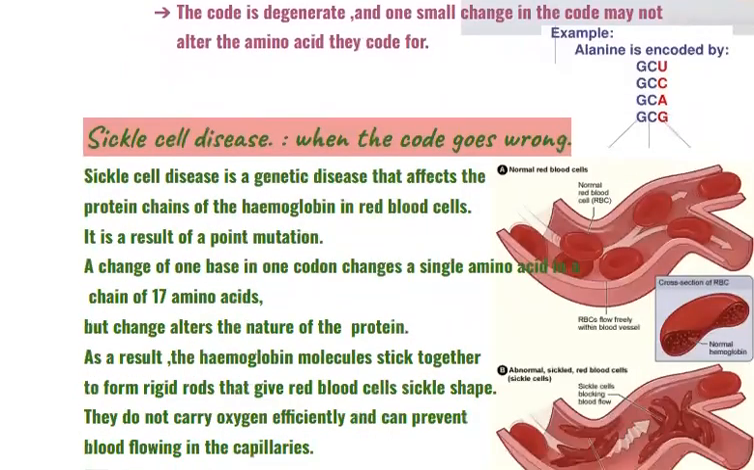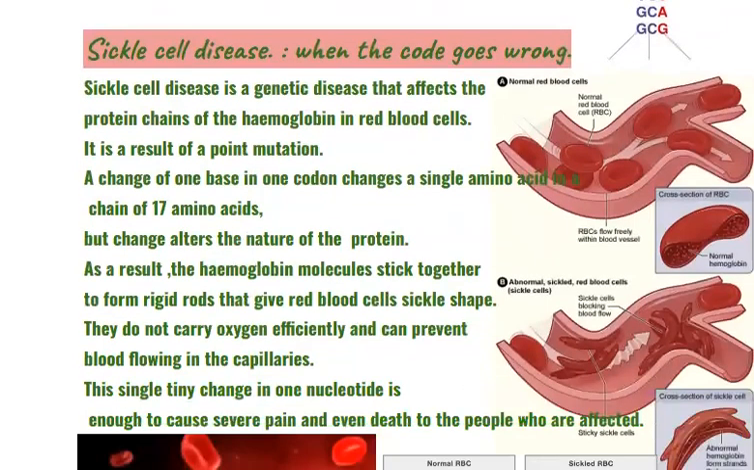Sickle cell disease. When the code goes wrong. Sickle cell disease is a genetic disease that affects the protein chains of the hemoglobin in red blood cells. It is a result of a point mutation. A change of one base in one codon changes a single amino acid in a chain of 17 amino acids, but the change alters the nature of the protein.